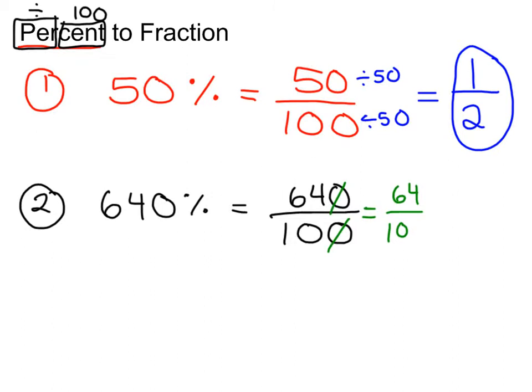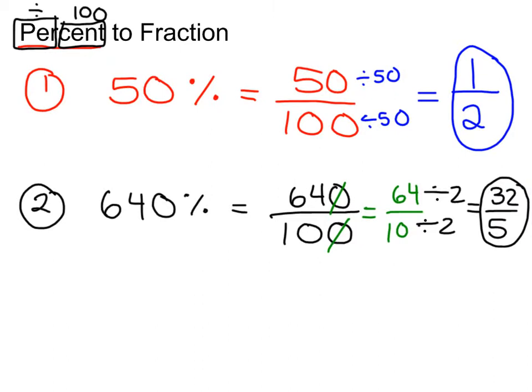So now I'm asking what can go into 64 and also 10? And for sure 2 can go into both of them because they're both even numbers. And 2 into 64 is 32. 2 into 10 is 5. And we can't reduce any further because 5 can't go into 32. And this should make sense. 640% is over 100%. 32/5, 32 is much bigger than 5, so we have over 100%.